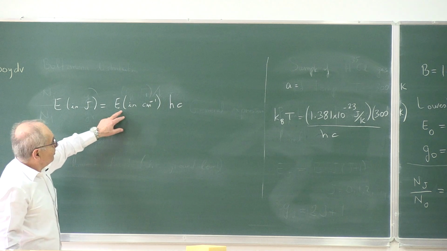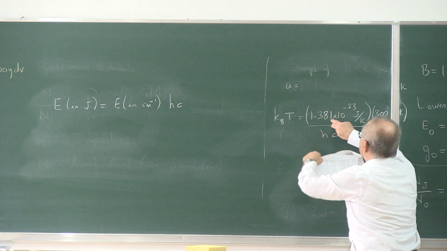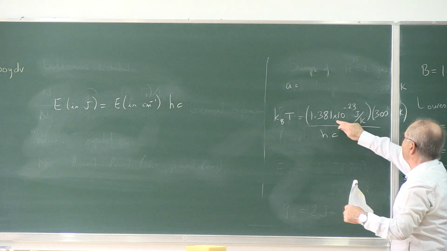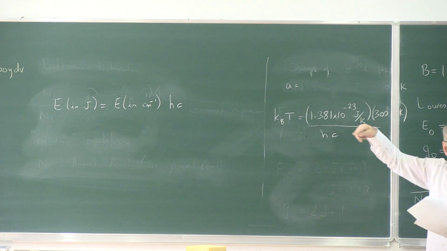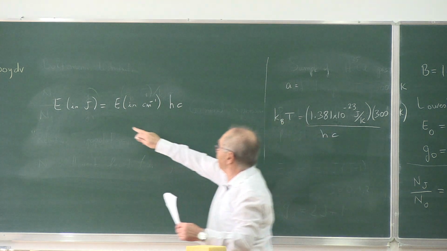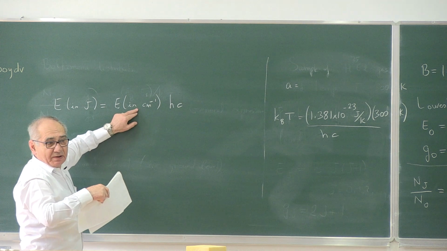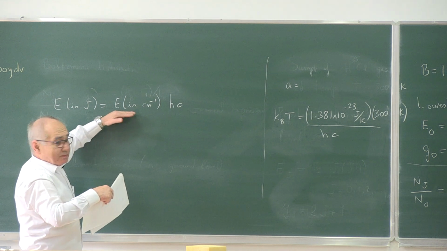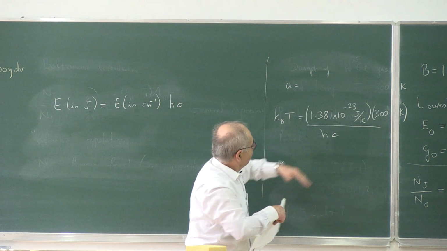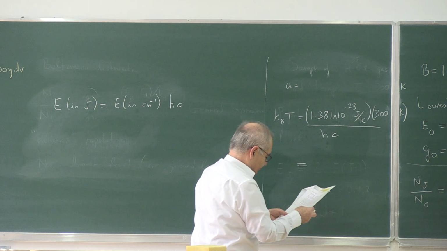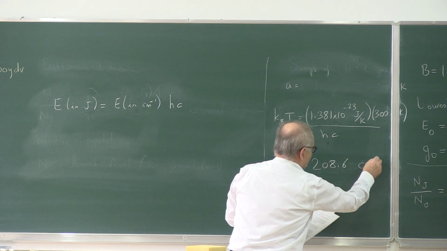Okay? So this expression, this number, Boltzmann constant times 300, will give the kT value in joule. But if you want to change it into wave number unit, then as you see from this expression, you divide the value in joule by hc. Then you will get 208.6 wave number.